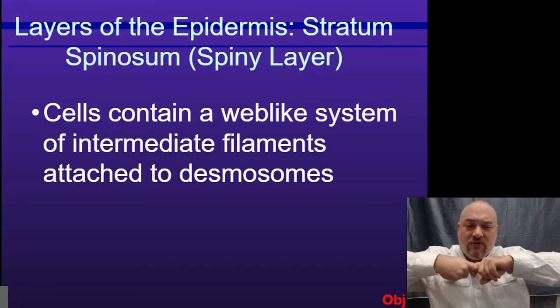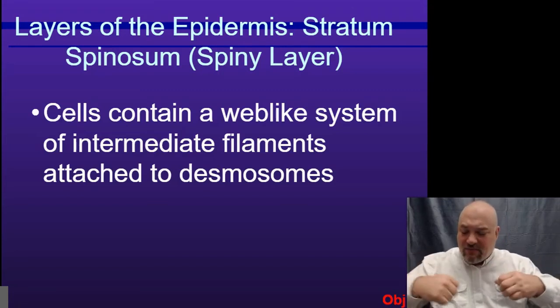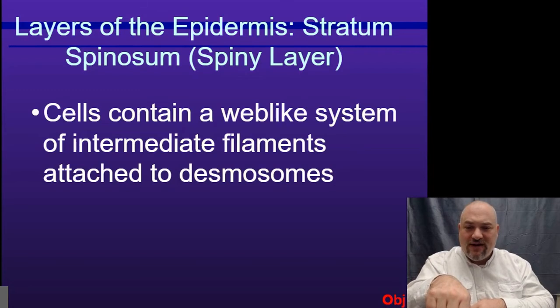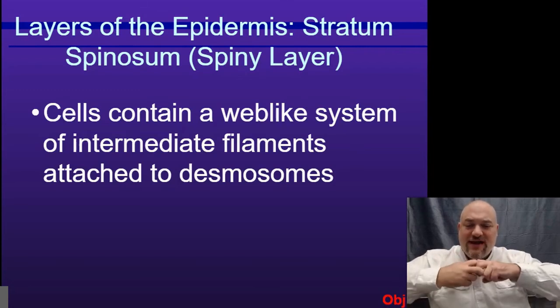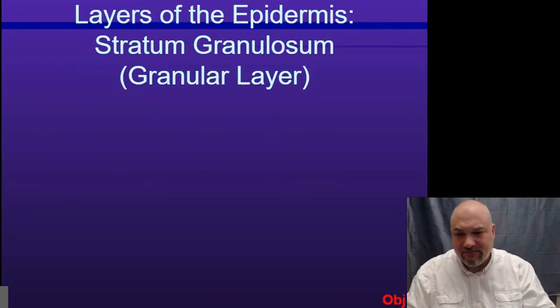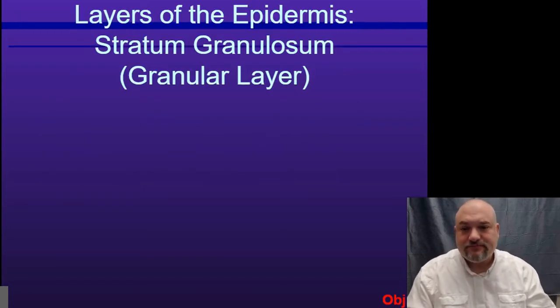Right, they're good at resisting pulling forces. This keeps them from getting ripped apart, pulled off when they scrape against things. They're held together really tight because they're making all these intermediate filaments and desmosomes to connect the different cells. That's why they're called spiny.